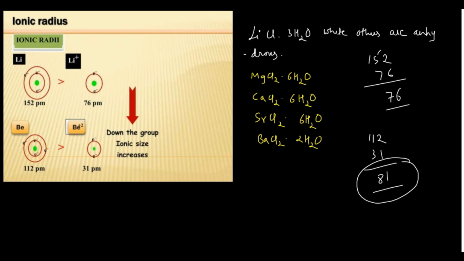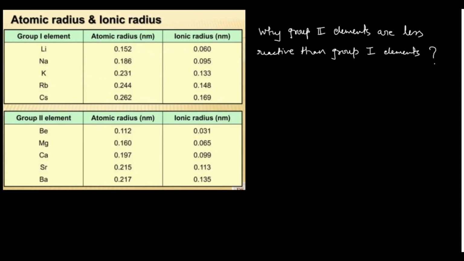And you know the ionic radii also increase when you go down the group. So beryllium is smallest in size in the group. That's why it has the anomalous behavior. Now moving to the next slide, and this is the comparison you can see here.